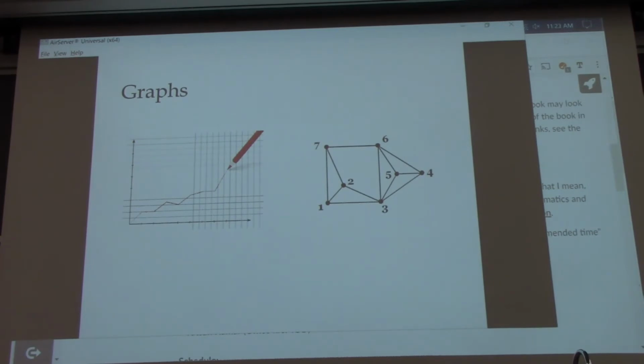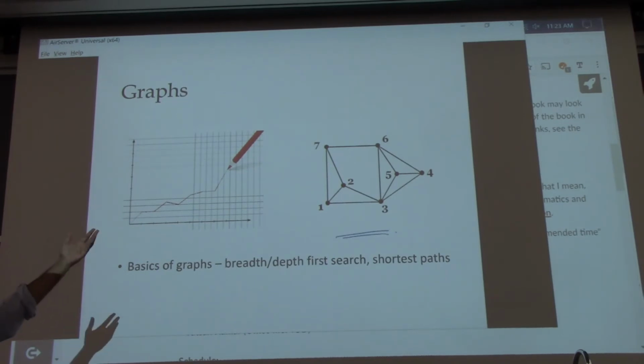The next prerequisite that we'll need is graphs. Hopefully none of you think that the one on the left is a graph. When we think of graphs, we always think of something like the one on the right. These are the kind of graphs we will study in this course. You are expected to know the basics about graphs, like how you represent graphs on a machine. So how would you represent a graph?